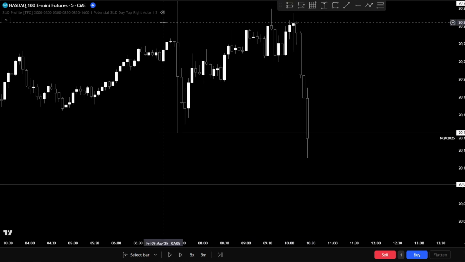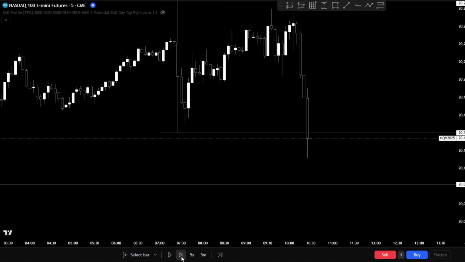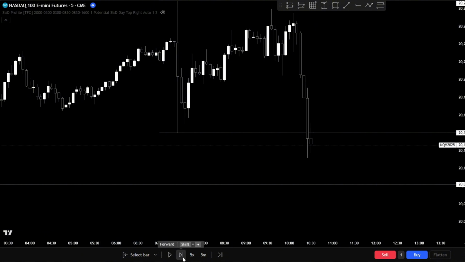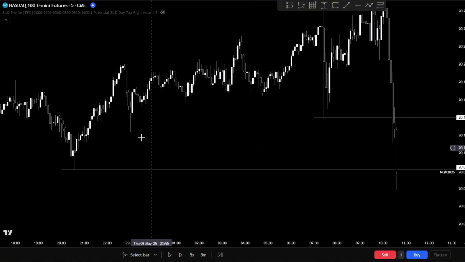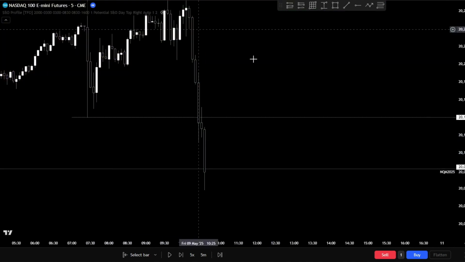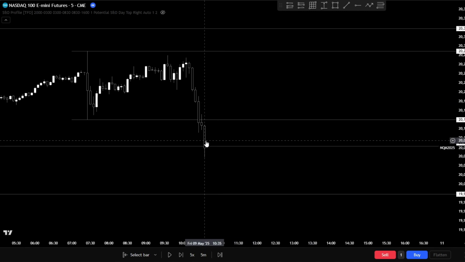And price at this point has taken out London low. We create a 5-minute gap here. Maybe we see a retracement into here. And then we don't, and we just continue lower, taking out this Asian low. So at this point in time, I would like to see us move higher into this range, but I need to see some bullish confirmation of that.